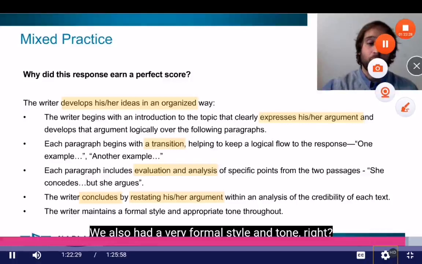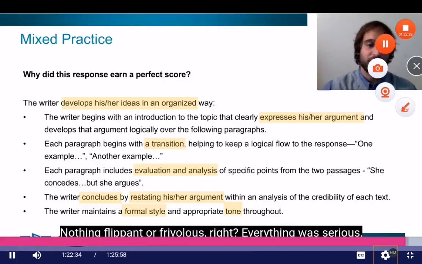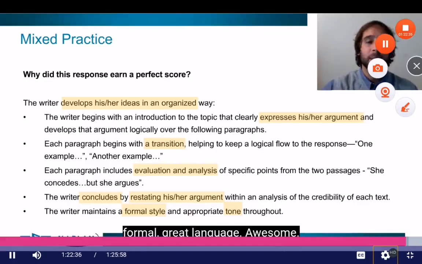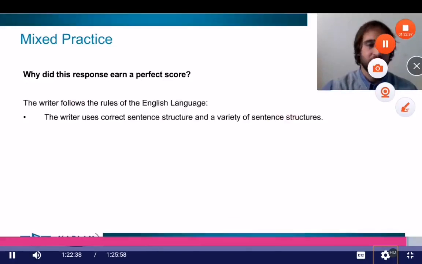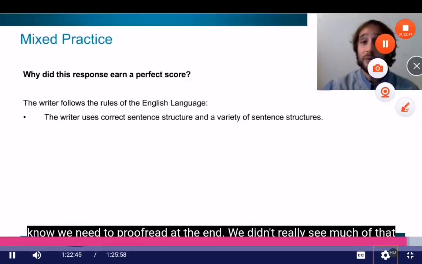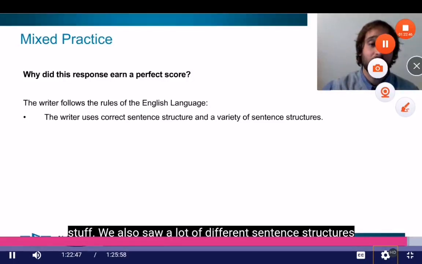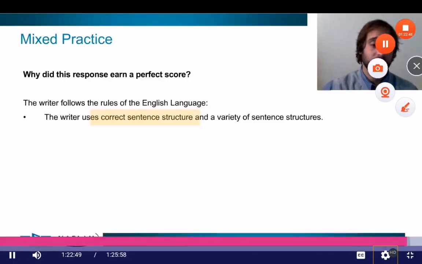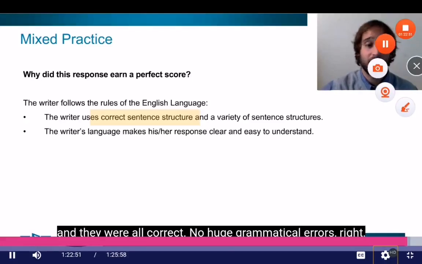We also had a very formal style and tone, right? Nothing flippant or frivolous, right? Everything was serious, formal, great language. Awesome. Okay, so did we spot any grammatical errors? Well, we know we would proofread at the end. We didn't really see much of that stuff. We also saw a lot of different sentence structures, and they were all correct. No huge grammatical errors. Right?